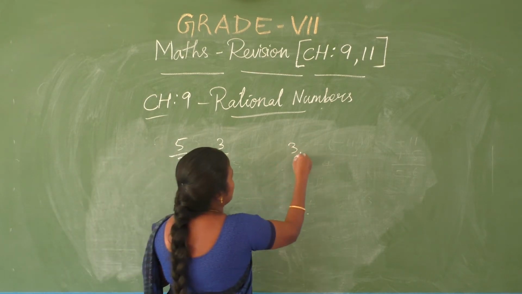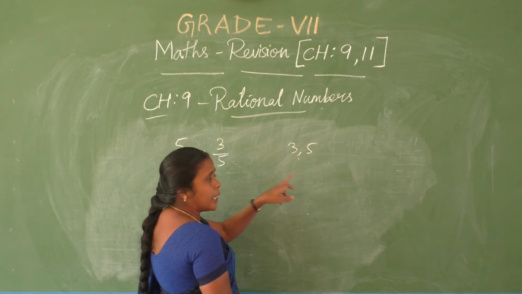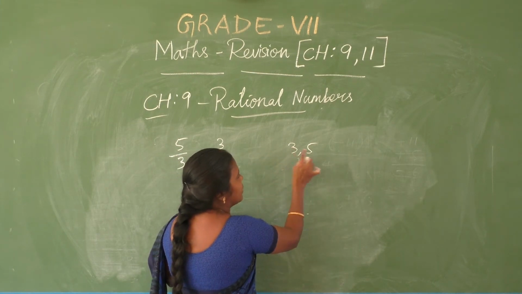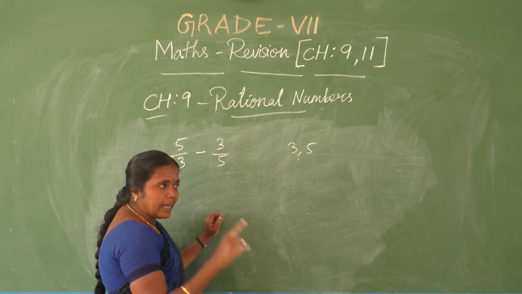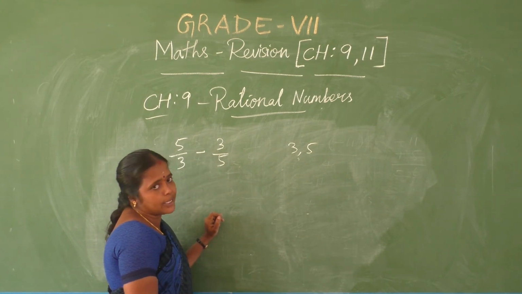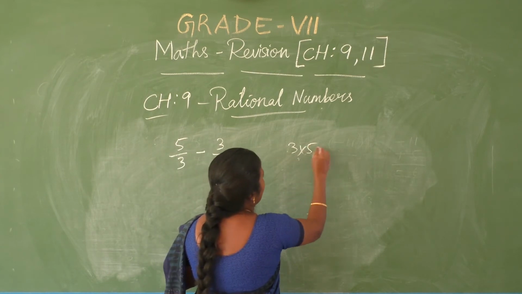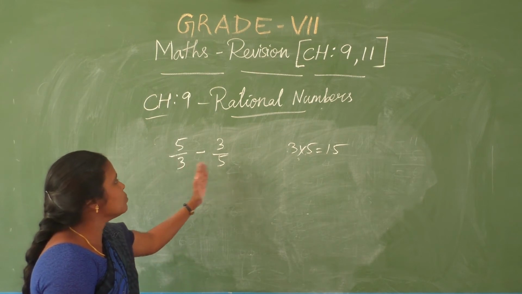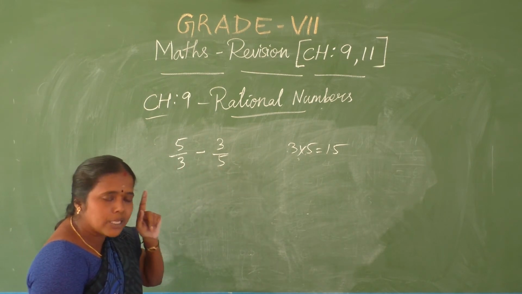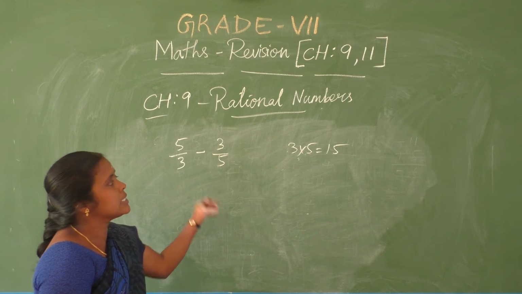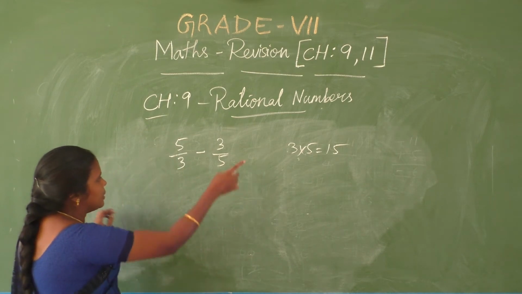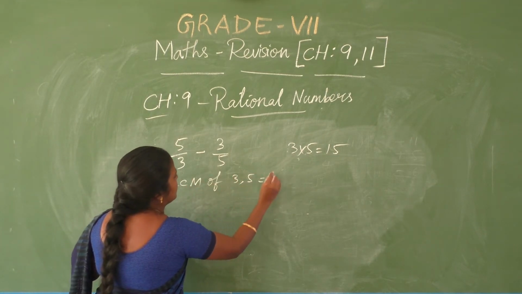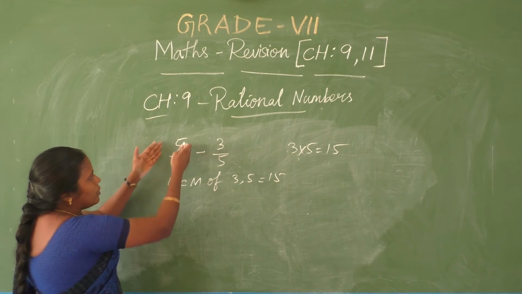So the LCM of 3, 5, what comes? Both are prime numbers. Prime numbers means what is their LCM? It's the product only as the answer. If the numbers are prime, their LCM is their product only. This is one result. So 3 5s are 15. This is the LCM of the numbers 3, 5. Why? Because both are prime numbers. Clear? So based on that, I found here the LCM of 3, 5 is 15. Now take the first fraction.